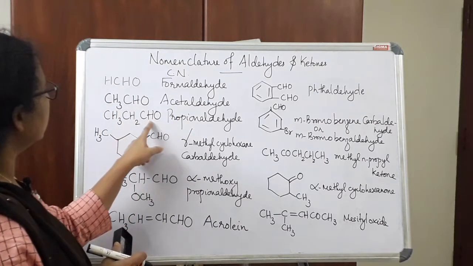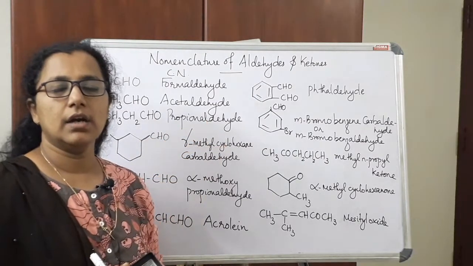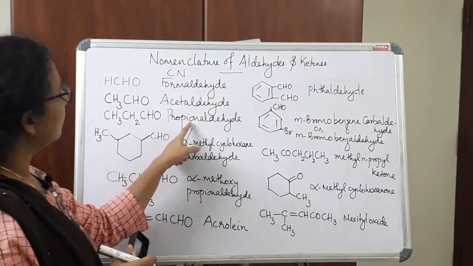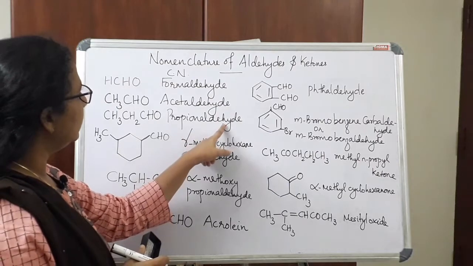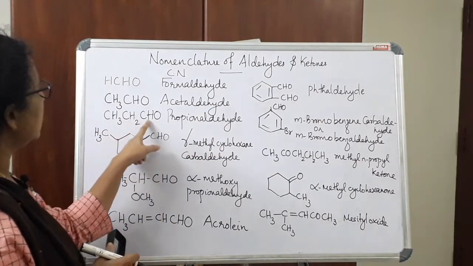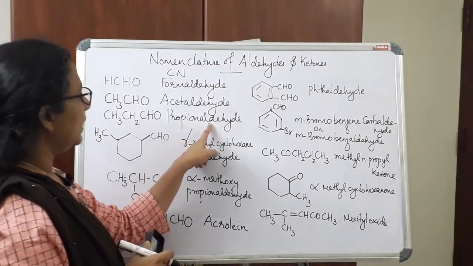Likewise, the third one is propionaldehyde. The corresponding carboxylic acid is propionic acid, and the -ic of the acid is replaced by aldehyde. So there are three carbon atoms in this aldehyde, and the name is propionaldehyde.